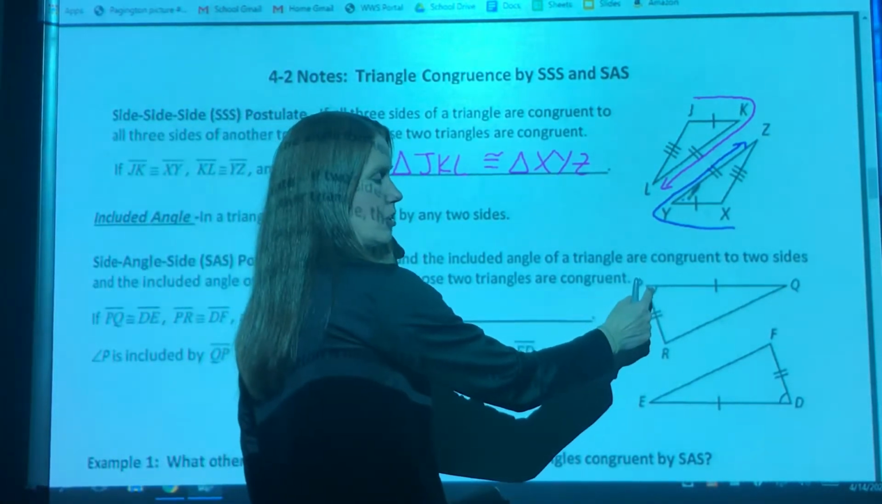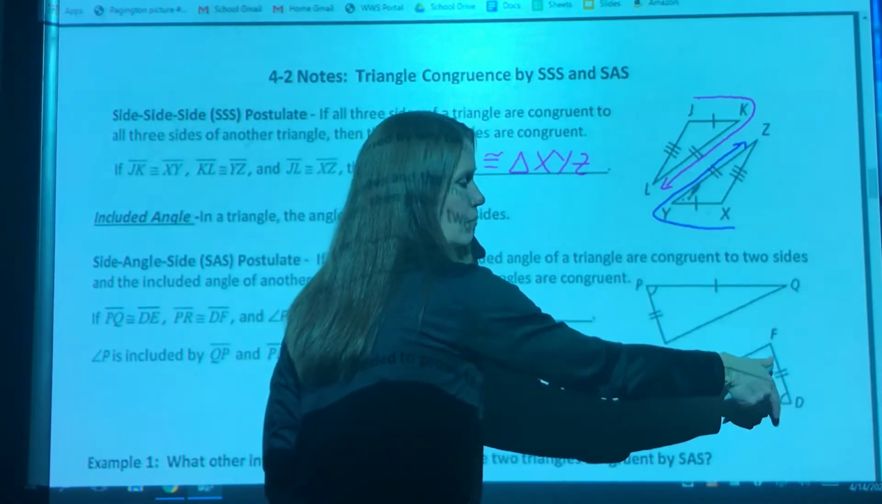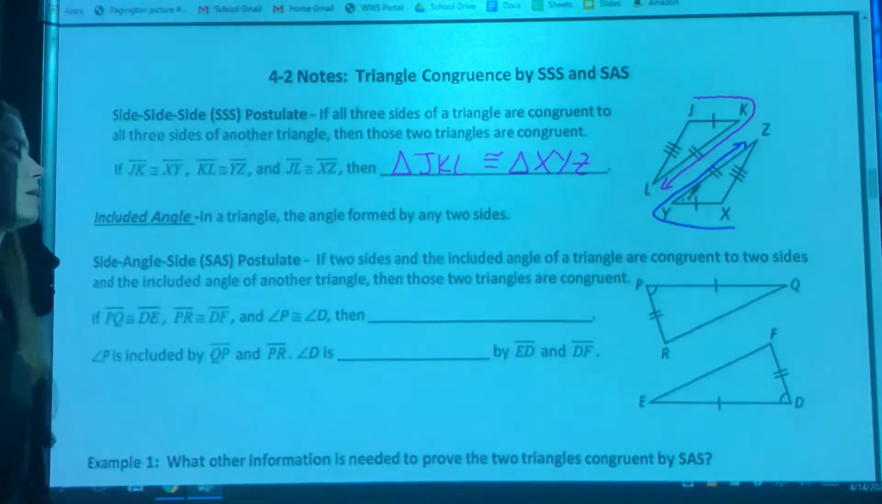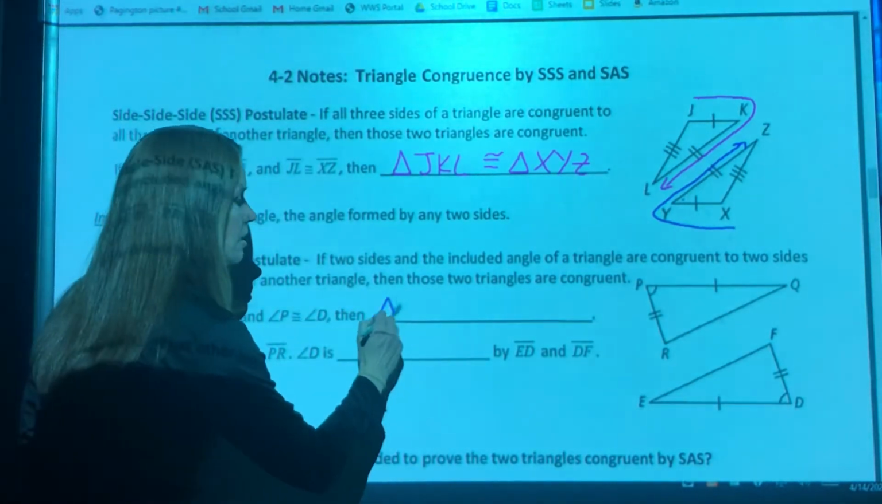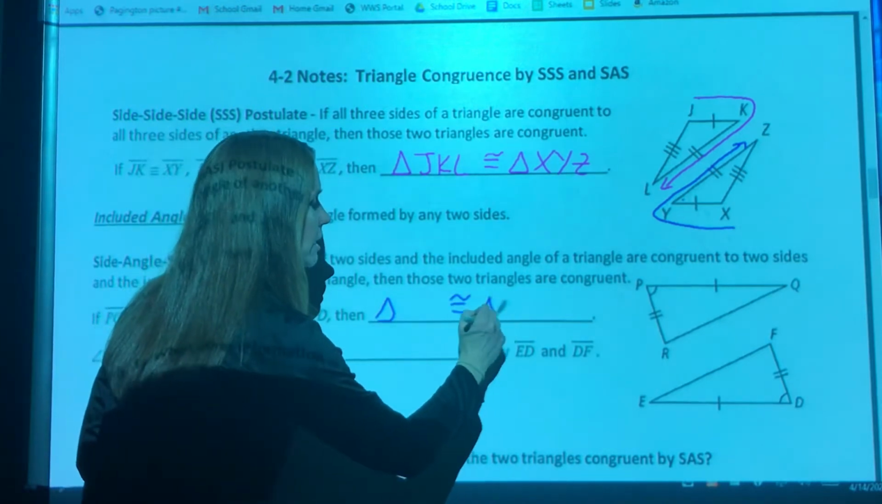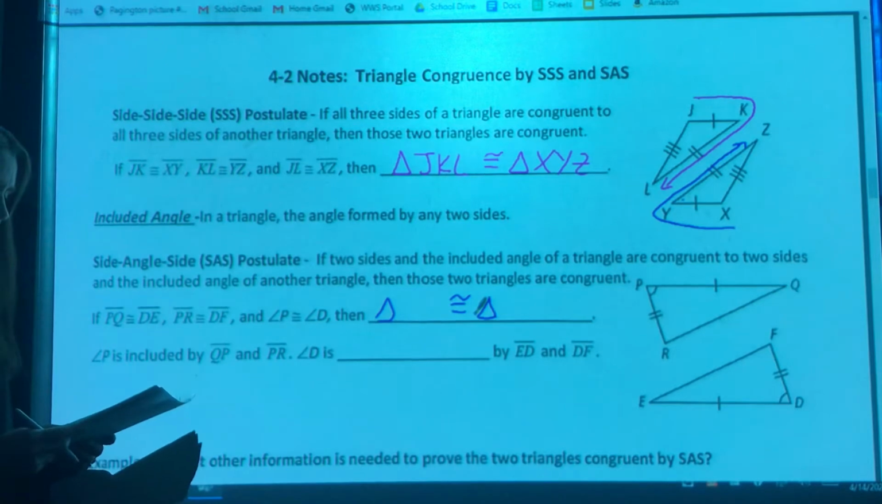The angle marked congruent should be right in between the 2 congruent sides. Angle marked congruent, right in between the 2 congruent side markings. Okay? Then I can say the 2 triangles are congruent, and again, when I say the triangles are congruent, I need to write that congruent statement, and I do have to be careful what order I'm putting those letters in.